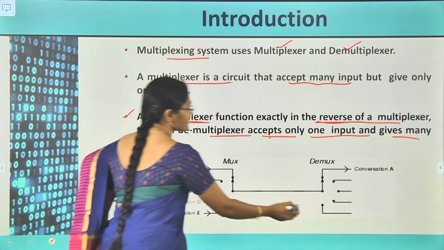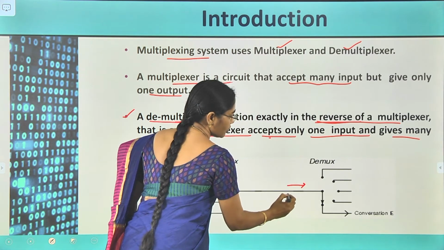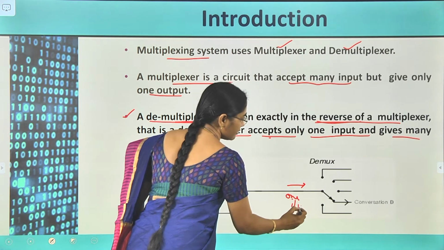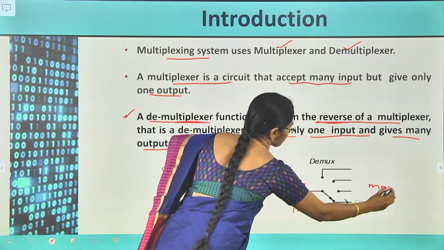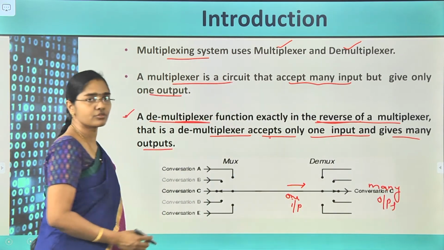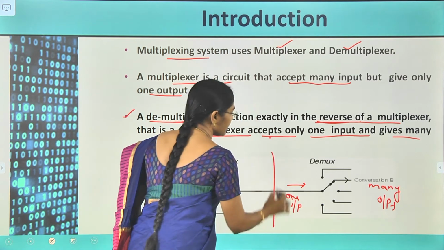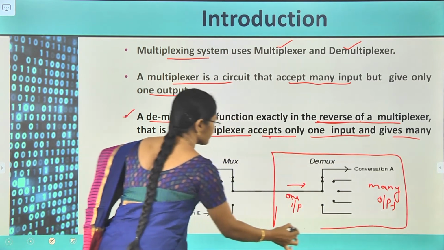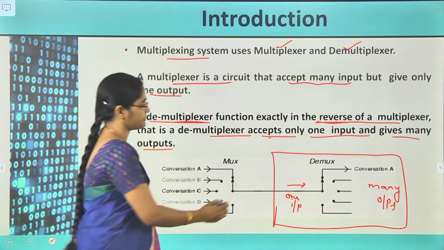Okay, that we have seen here. It is taking only one input and giving many outputs. That is the function of the demultiplexer. Taking one input and giving many outputs is a demultiplexer.